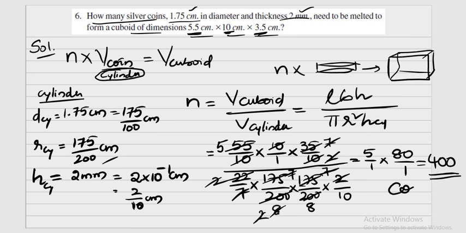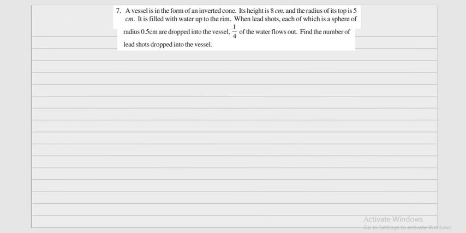So totally how many coins do I require? So I require totally 400 coins. So if I melt 400 silver coins, then I am going to get a cuboid of that particular size, right? Next, moving on to one more question. So question number 7. So what is question number 7?